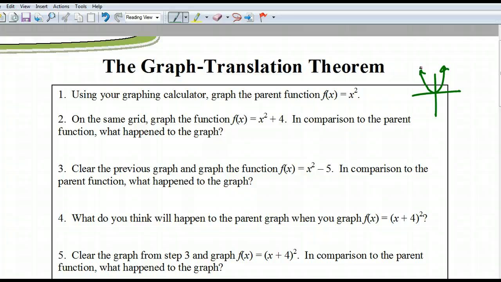So what happened to that? It moved 4 up, right? So it should have gone up by 4. So something like this.